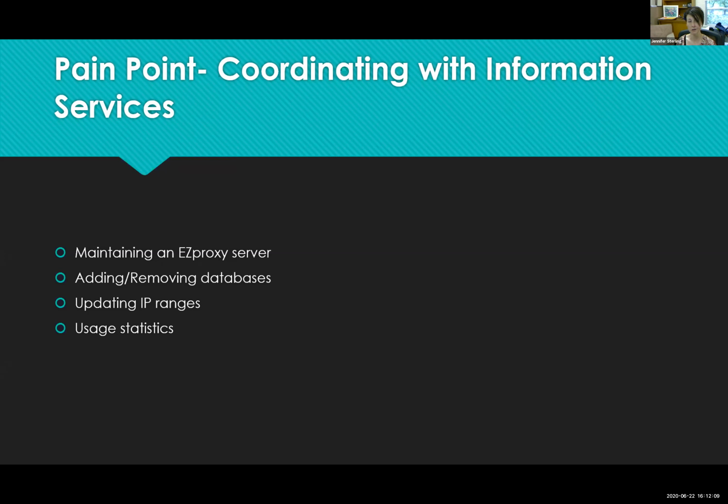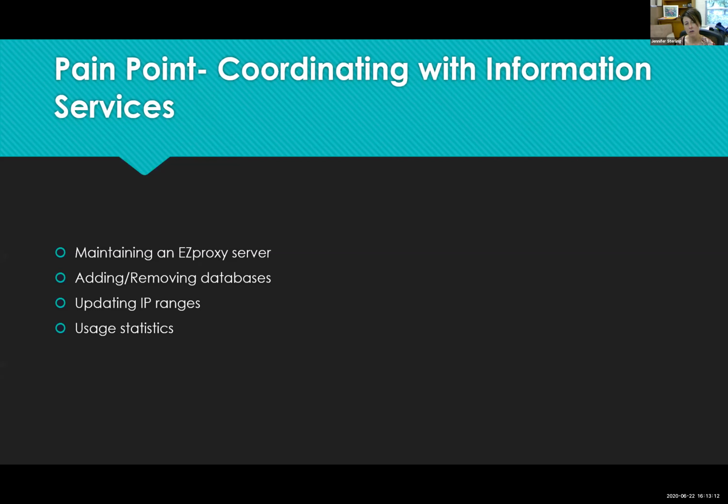So maybe their person doesn't add one of the IP ranges, and then our students can't authenticate to a database, and then we've got students calling us and saying that they couldn't get to a database, and that's just bad customer service. So that was always happening at the beginning of every semester. And it's the busiest time of the year for all libraries, and everyone would be rushing around trying to fix these problems on both sides. So it's a lot of work for the information services folks. It's a lot of work for the library to maintain that server. And nobody was really happy with that process.